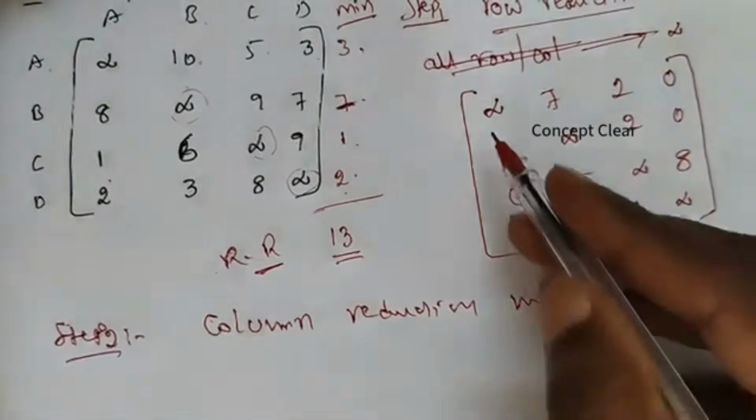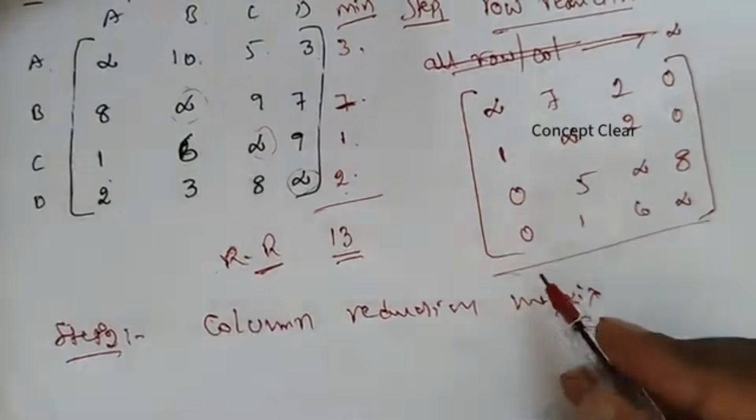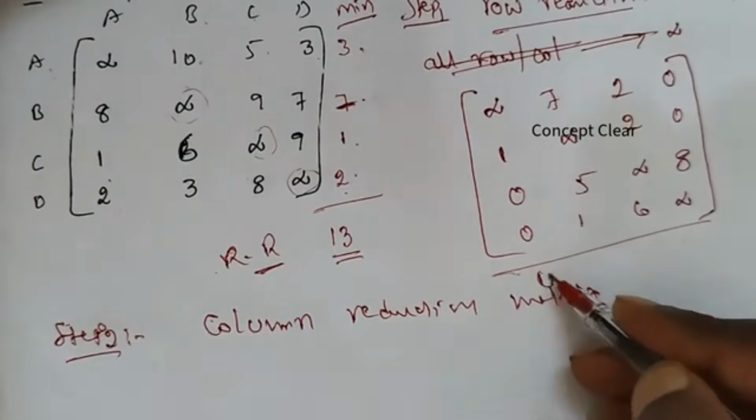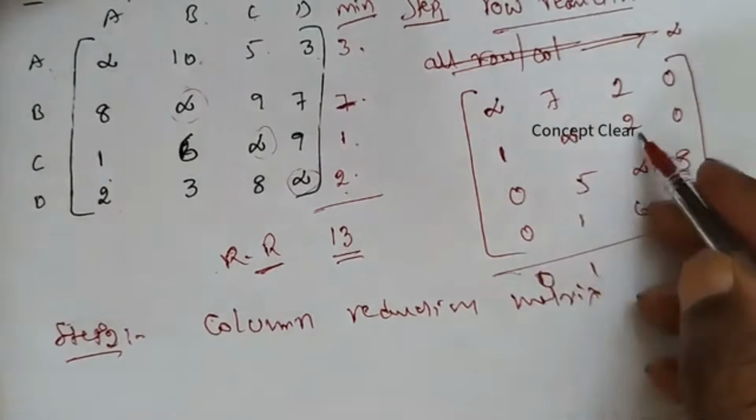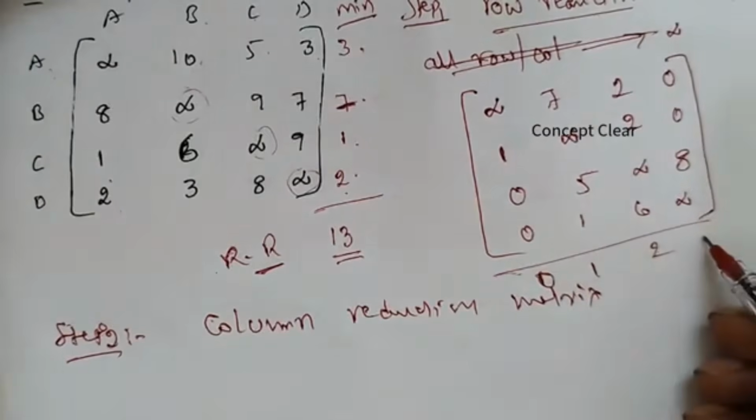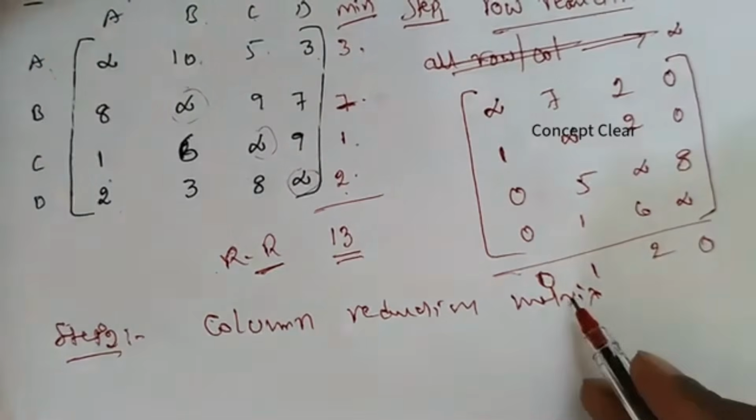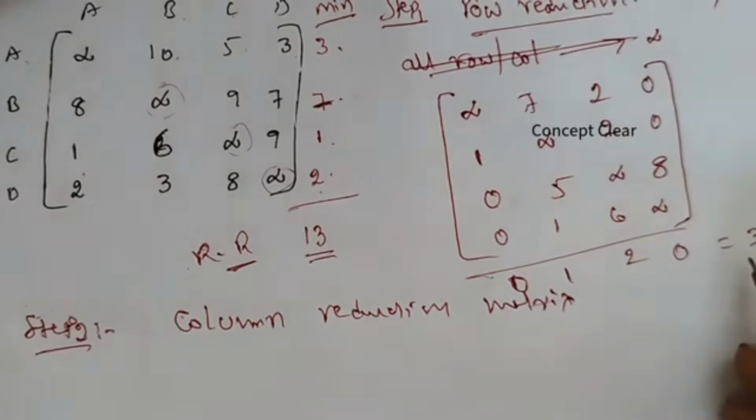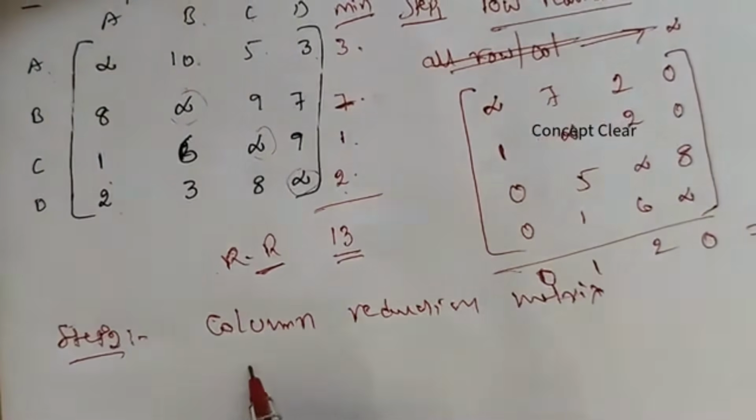What are the values here? The minimum value here is 0, here the minimum value is 1, here the minimum value is 2, here the minimum value is 0. So with these values you have to perform the column reduction. What is the total value here? Total column reduction is 3. So what is the final matrix?